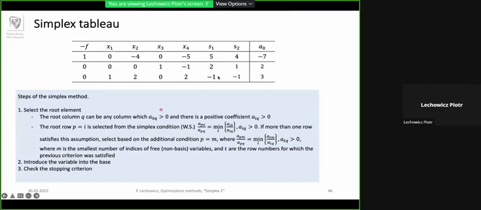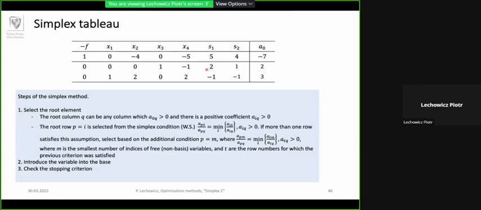We are selecting such a row, and after that we are introducing such variable into the base, and we are sure that we are improving the solution, and we are doing this as long as at least one reduced cost is positive and we have a positive coefficient.